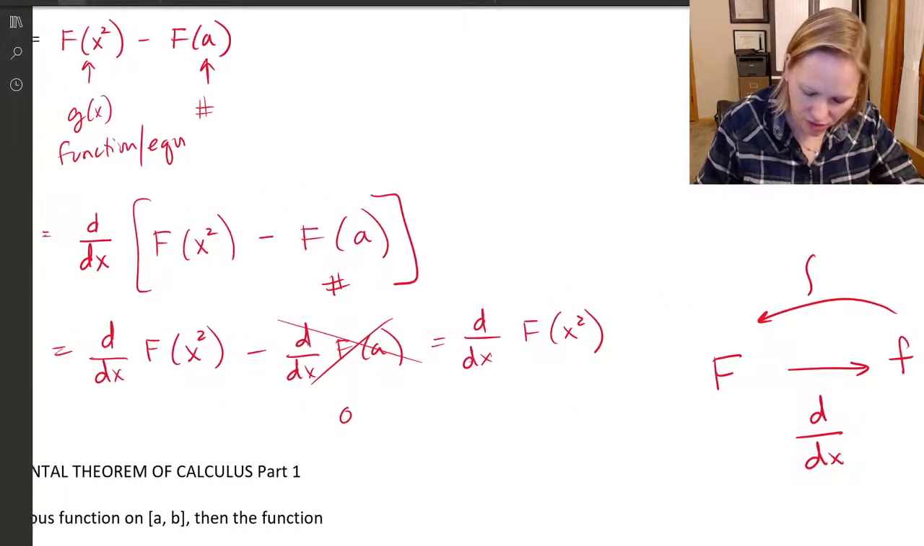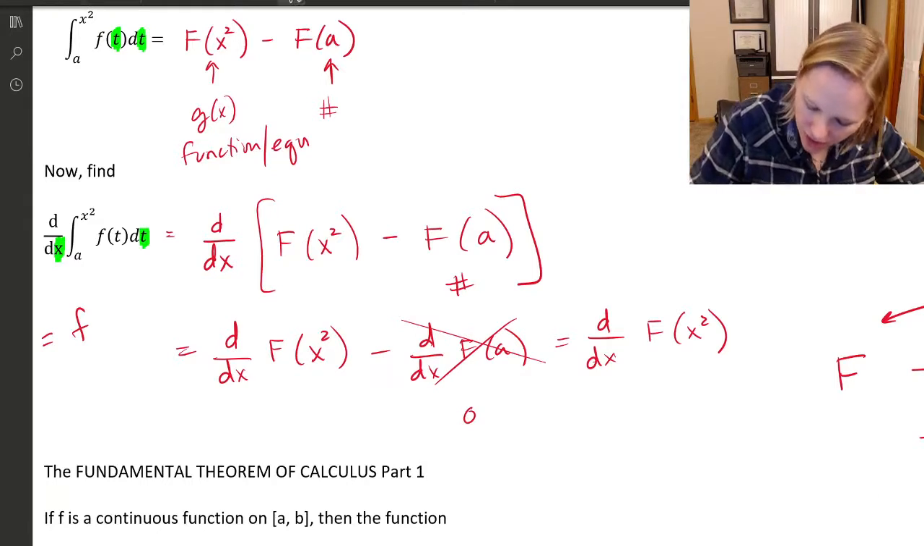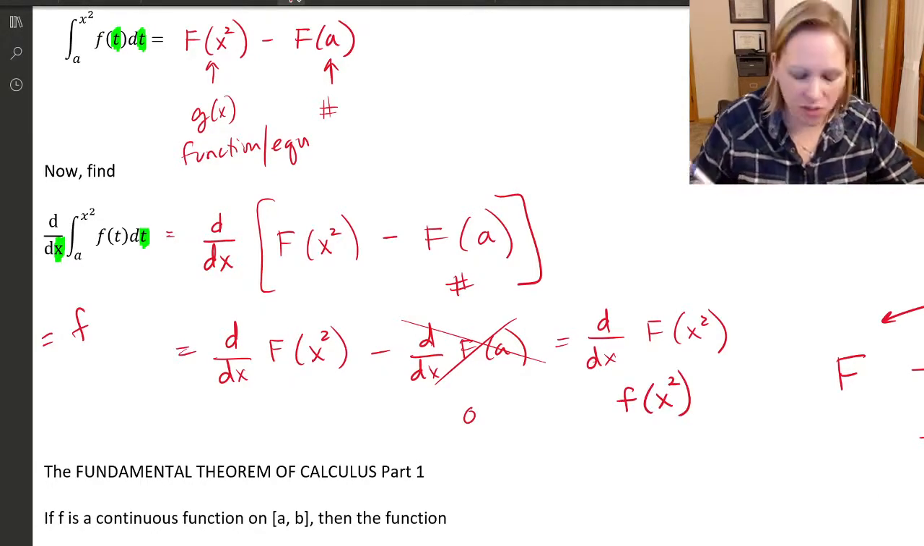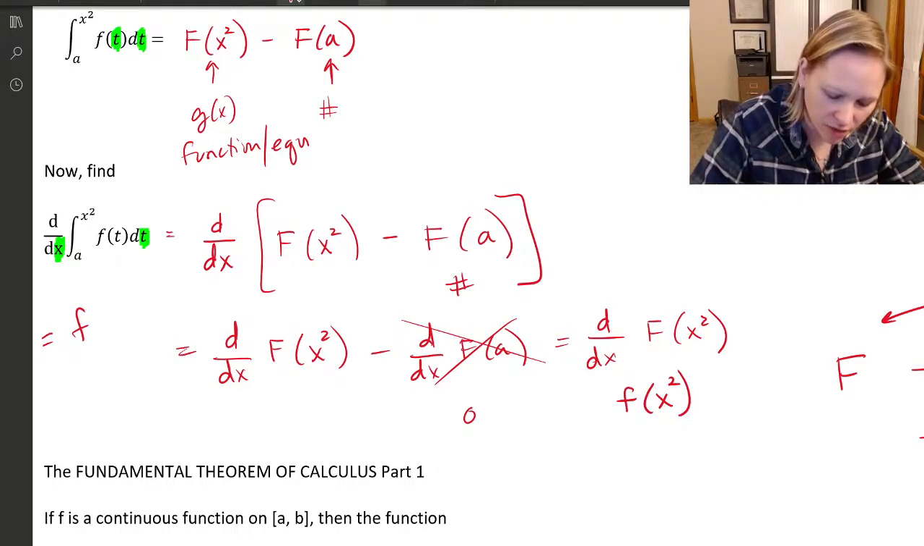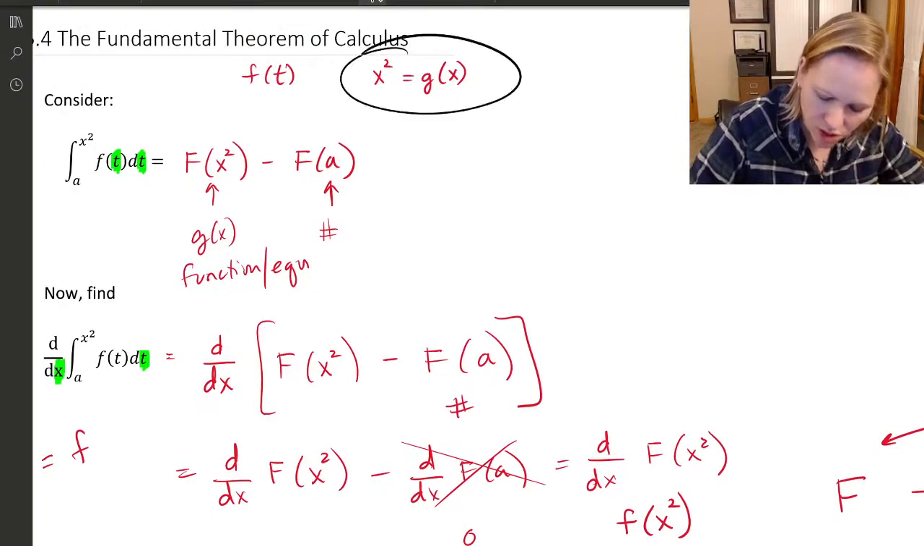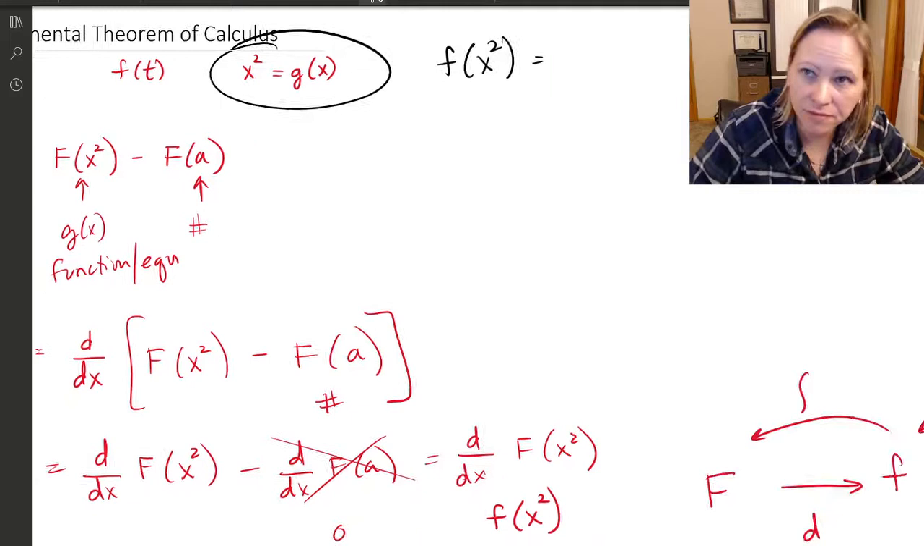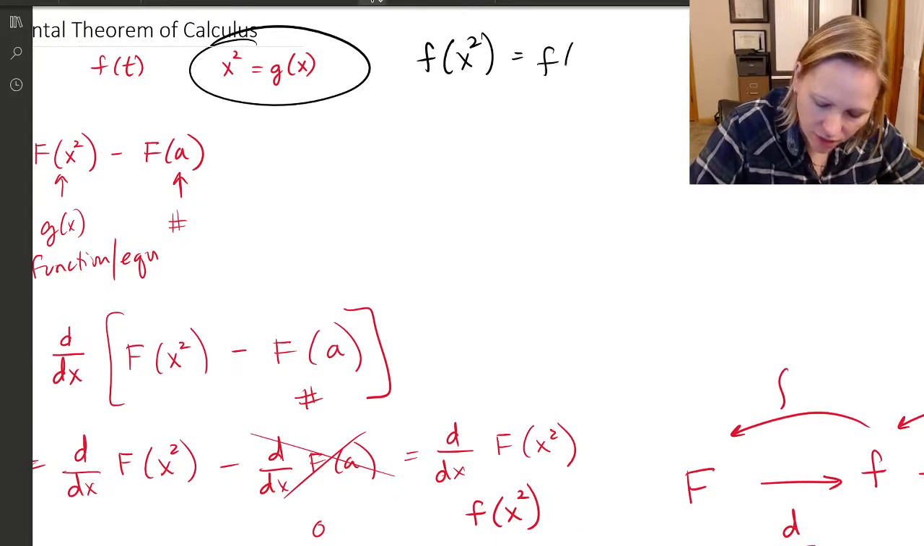So when I take the derivative of capital F, this is going to be essentially f of x squared. But it doesn't stop there, because we have to remember that when we have x squared being a function, remember x squared is g of x. So f of x squared is the same as f of g of x.